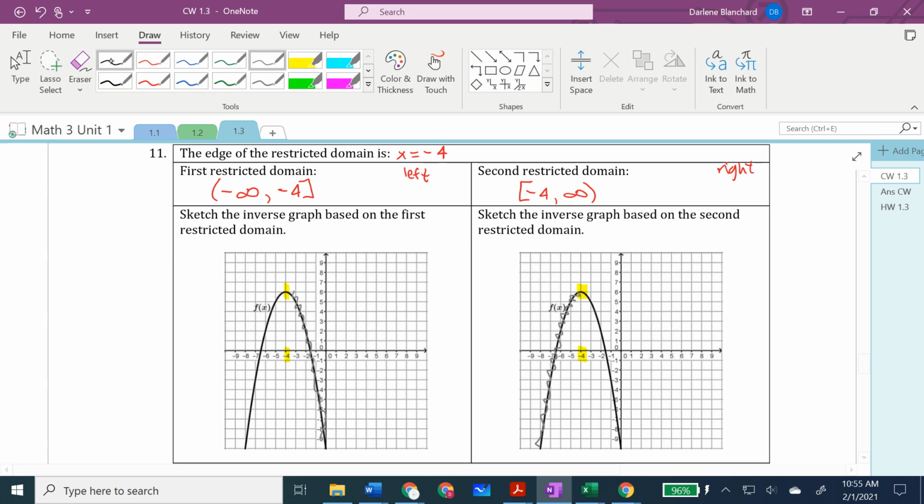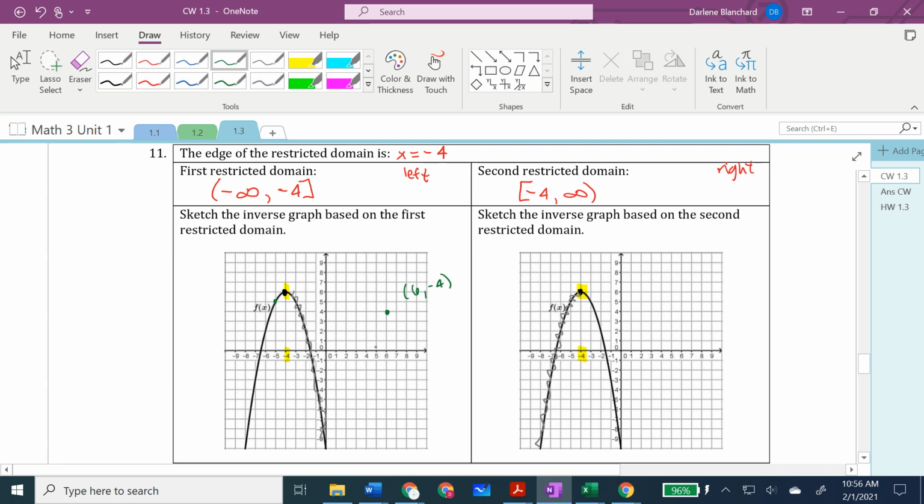Then it's a matter of plotting the inverse points, starting with the vertex. The vertex is -4, 6. 6, -4 then is the x-coordinate of the vertex, of the inverse function. Then just take some points that you can see and plot them. So -5, +5 becomes 5. Oh, hold on. Let me say that slower. x equals -5, y equals +5, changes to 5 and -5.